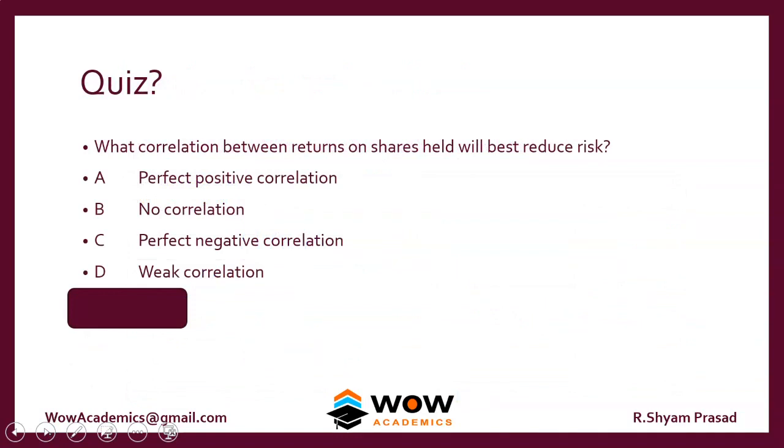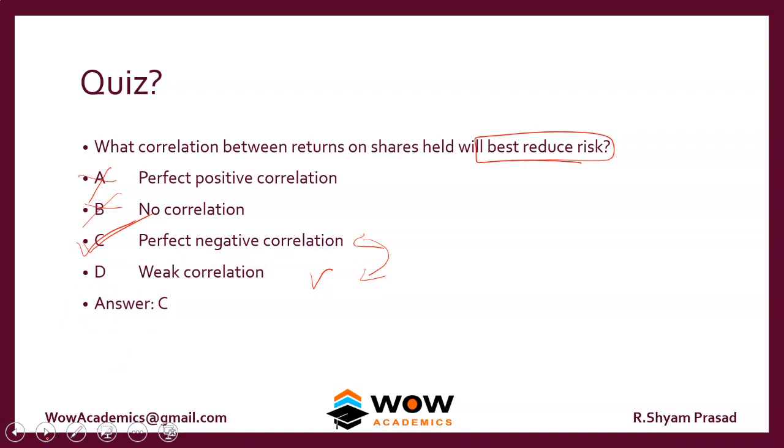What correlation between returns on shares will best reduce the risk? So which one will reduce the risk? Perfect positive correlation? No. No correlation? No. Perfect negative correlation? Yes. Weak correlation? This is yes, but when compared to this, this is the right one. So the answer is C. So we'll move on to the next one.